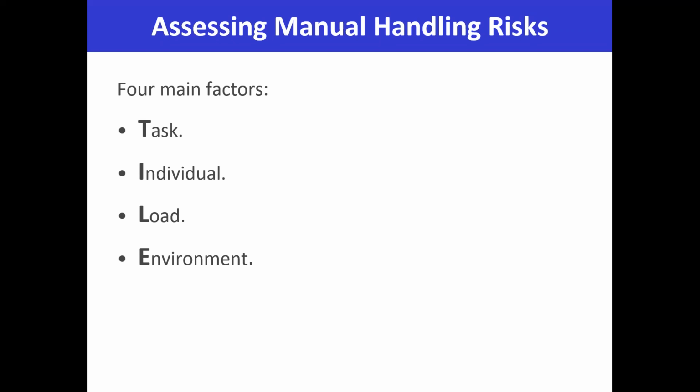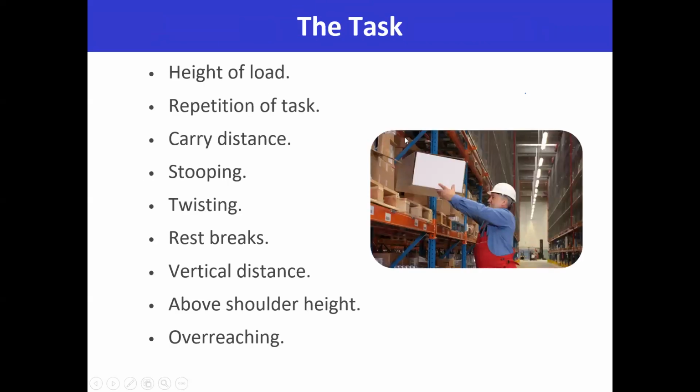You look at the size of the load, and the shape of the load is also very important. Whether the load has any place to grip or not. Okay, are there any sharp objects on the load? So you need to think about all these things. And finally, the environment. Is there adequate lighting? Are there any other distractions? So these are the things that you need to consider while carrying out a manual handling risk assessment.